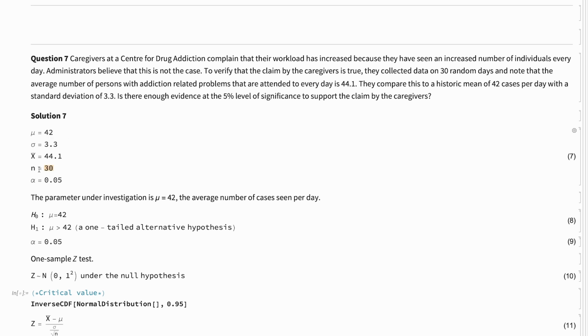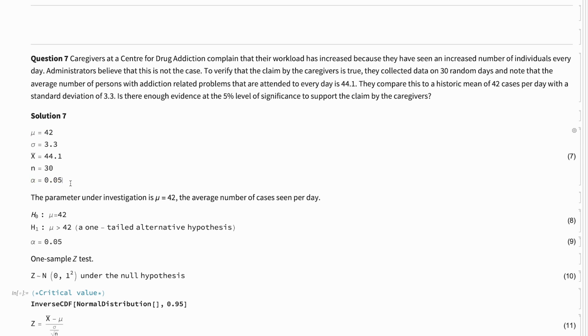They went out and collected data on 30 subjects, and those subjects will be 30 days. So you can see subjects are not always a person, and they see an average of 44.1. Now, what we need to understand is: is 44.1 significantly different from 42? And they want the 5% level of significance, so I have an alpha level as well.